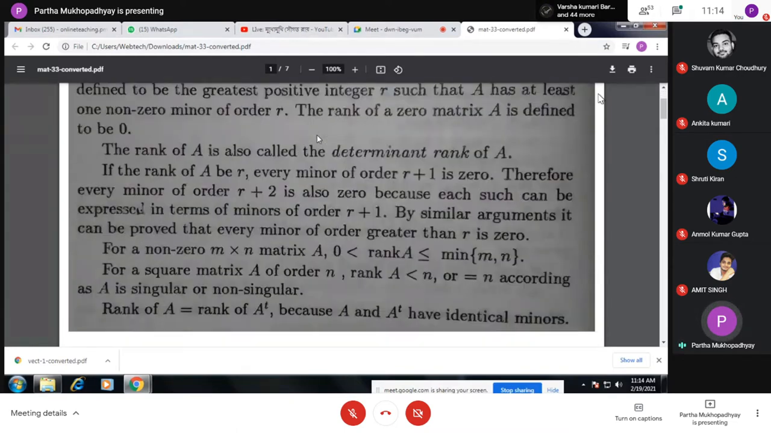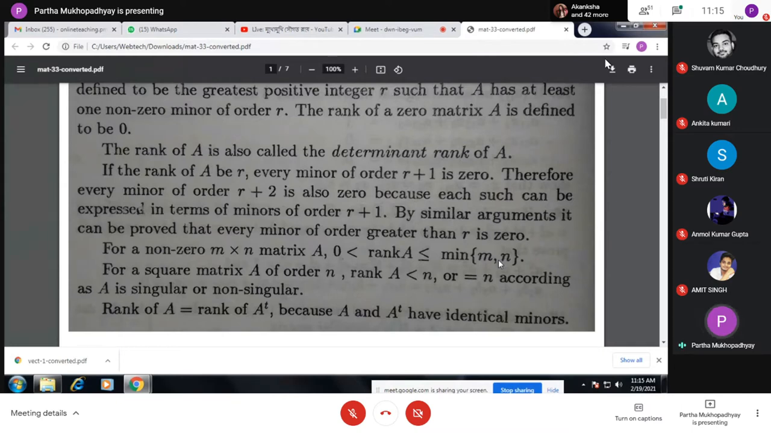So it is obviously implied that if the rank of the matrix is R, then every minor of order R plus 1 or greater than R plus 1 will be 0. So the rank of the matrix follows this key line: rank of matrix A satisfies the inequality 0 less than rank A, less than or equal to the minimum of M and N, where M and N are the order of the matrix, M rows, N columns, whichever is less. Okay, because the higher order minor cannot be found.